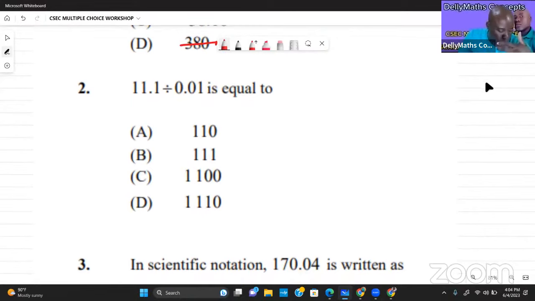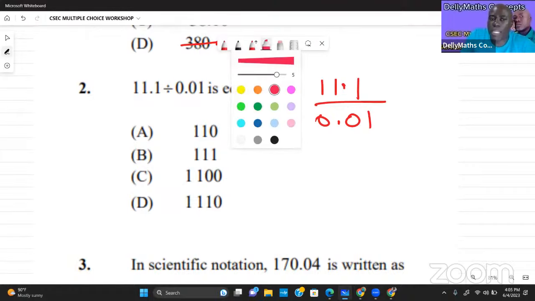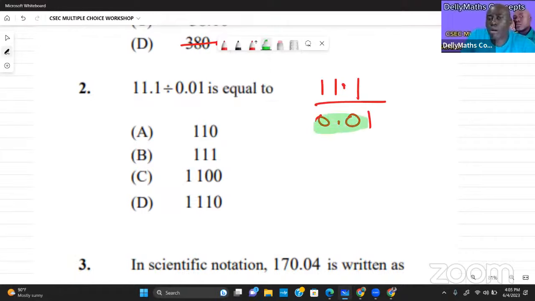All right, question 2 says 11.1 divided by 0.01. So what you want to do is, let us say you're setting this up like what you used to. So you have 11.1 all over 0.01. One of the things that you have to remember is that when you're dividing by a decimal, you try to ensure that your denominator, so you want to turn your denominator into a whole number.